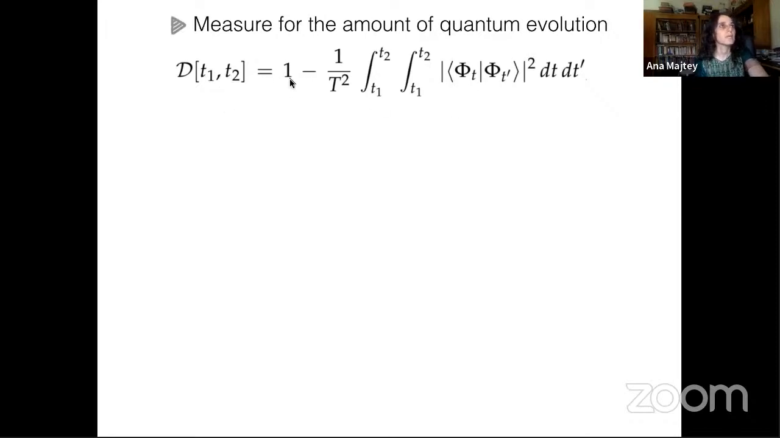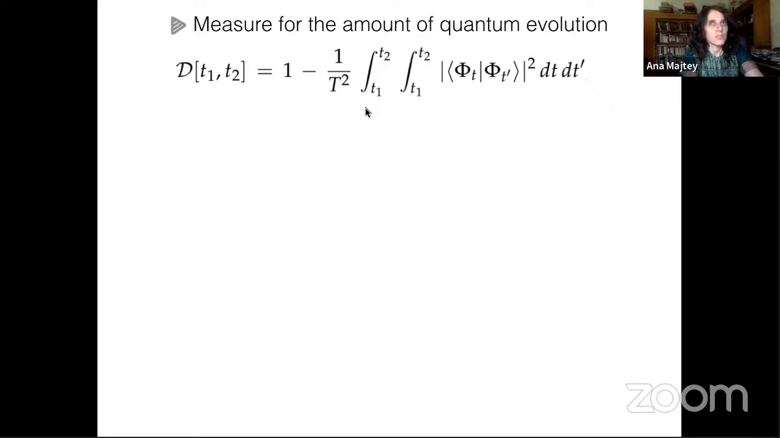So high values of d, that is values close to 1, mean that these two states are highly distinguishable, or can be perfectly distinguishable. On the other hand, low values of d, close to 0, mean a low variation between the state of the system at time t and at time t prime. That is, this overlap is close to 1, and then this measure is close to 0.